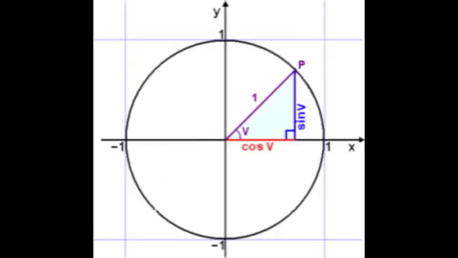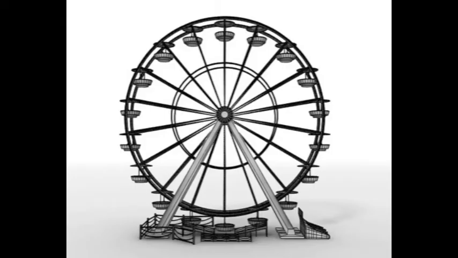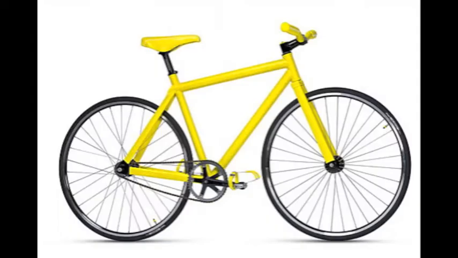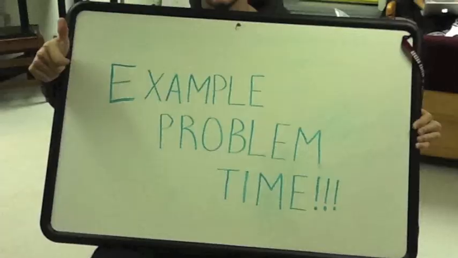Further, if you create a right triangle between the origin and the new point, one can determine the distance the point lies from the x-axis and the y-axis. In the greater scheme of things, we can apply this information to problems about Ferris wheels, or even bike wheels.